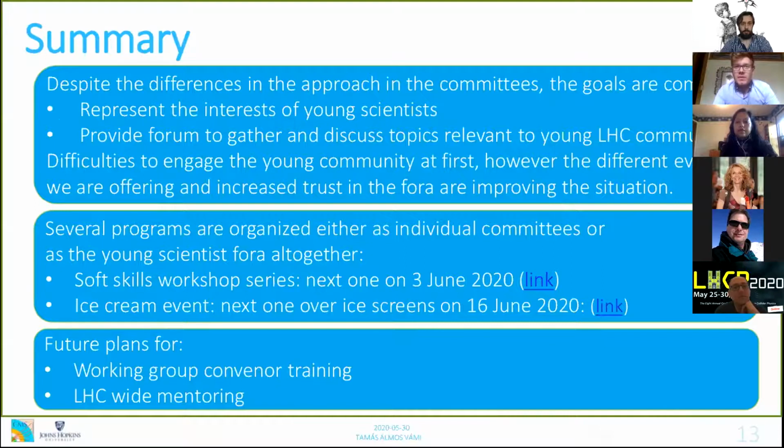We would like to represent the interests of young scientists and provide a forum for the topics that are relevant to the young community at LHC. I should also mention that in the past we had difficulties to engage the young community. However, this is improving since we have all these events and there is an increased trust in the fora.